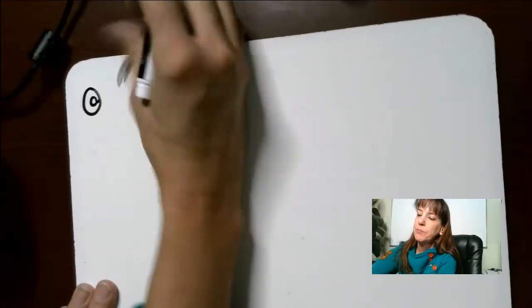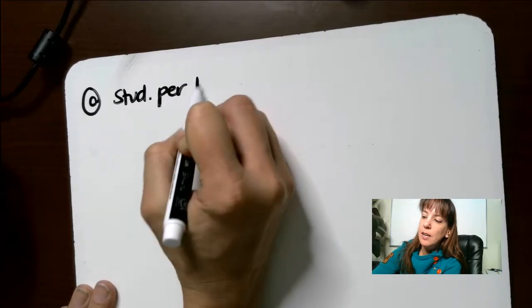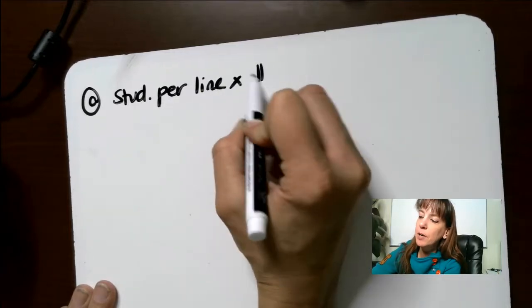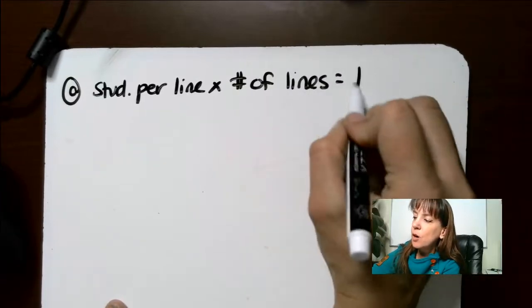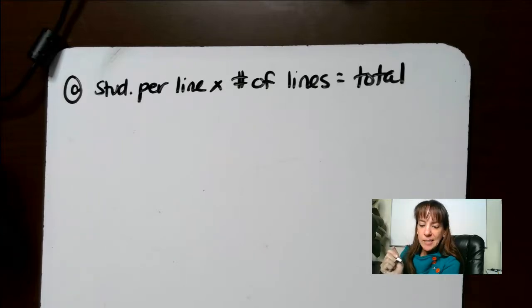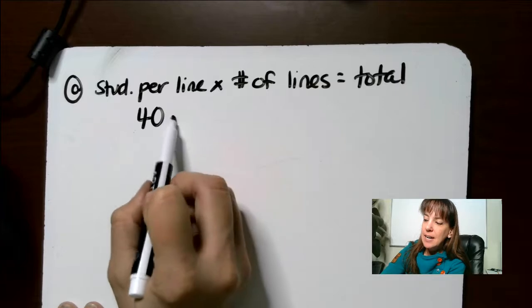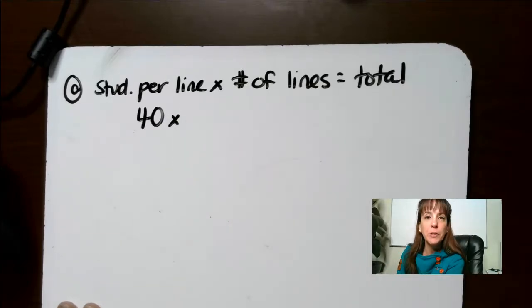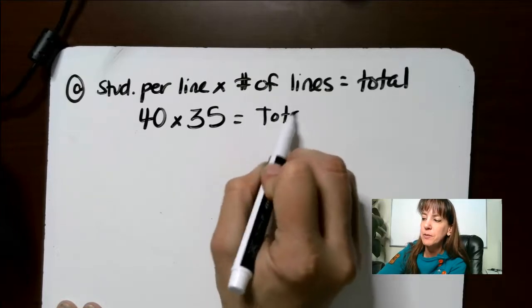So we're gonna do students per line times number of lines equals total students. Okay, students per line. 40 kids stood patiently in each line. That's gonna go right here. Times the number of lines. There were 35 lines total. Perfect, that goes right here. That gives us our total number of students, okay?